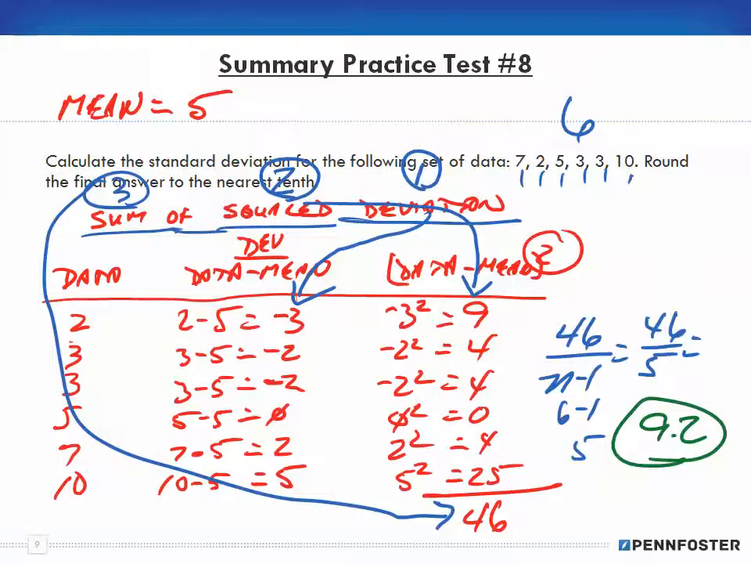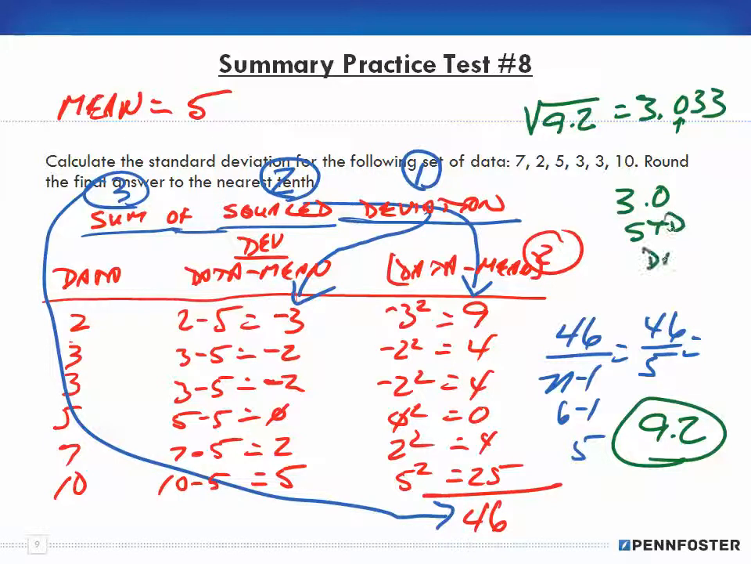Now that I have the 9.2, I'm going to take the square root of the 9.2. And remember, to do that, all we're doing is punching in our basic calculator. We're taking the 9.2, entering it in, and then hitting the square root key. And we're rounding the answer to the nearest tenth, so let's see here, 9.2 square root, I actually get 3.033, and since we're rounding to the nearest tenth, I'm going to round down, so my standard deviation is 3.0. Okay, so that's my answer, 3.0.